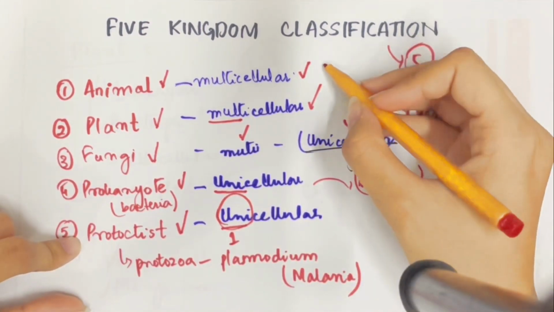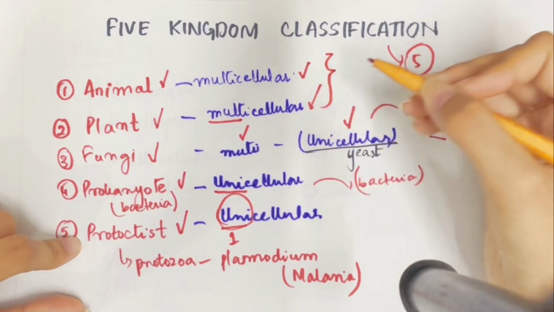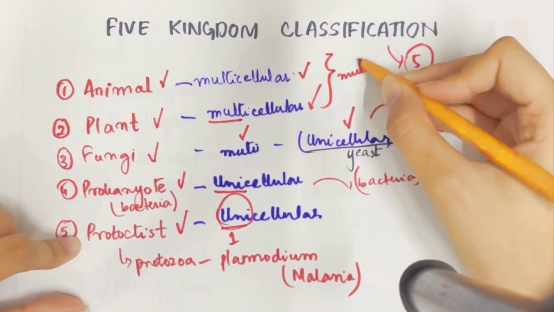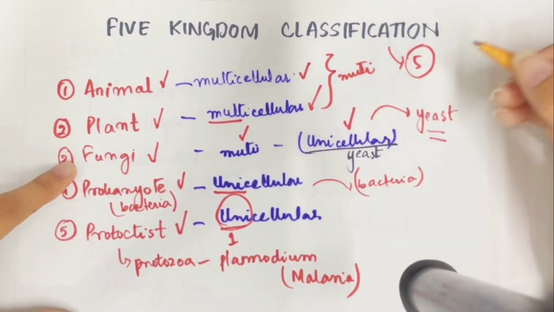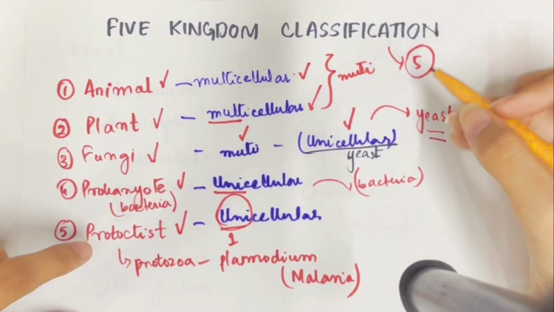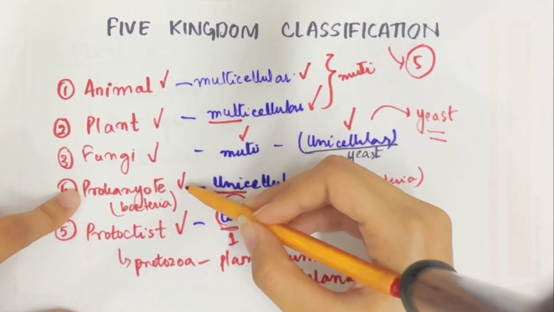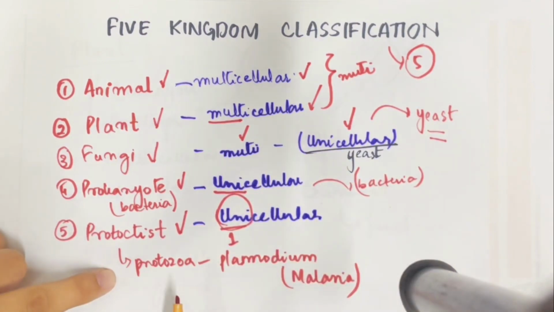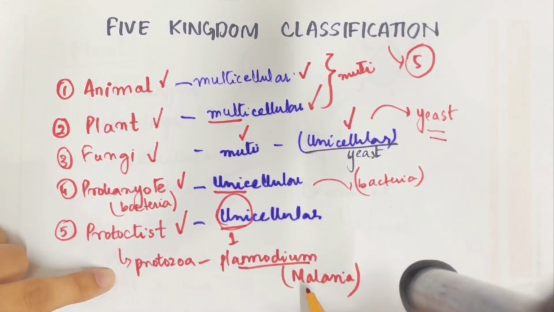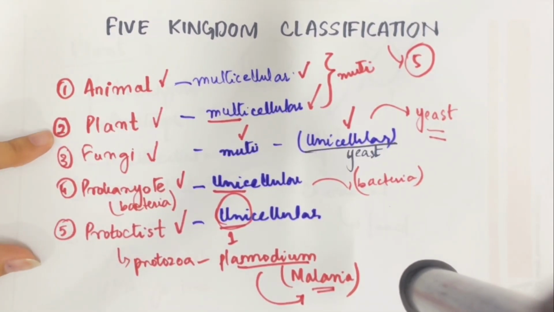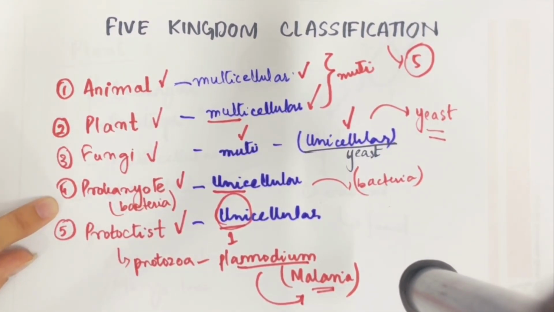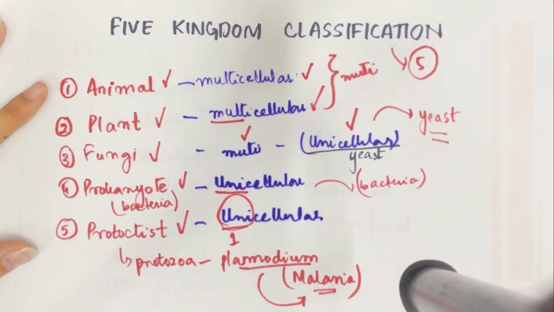So do remember that only animals and plants are multicellular organisms. Other than that, mostly they are unicellular, but fungi can be multicellular or unicellular depending on what kind of fungi it is. We have already discussed that Prokaryota includes bacteria, whereas Protoctista includes protozoa. A very common protozoan is Plasmodium, the causative agent of malaria. Malaria is a very common disease, and we have often heard about it in regular daily life. So these are the five kingdoms. You need to learn about multicellularity and unicellularity, which have been asked in your syllabus.